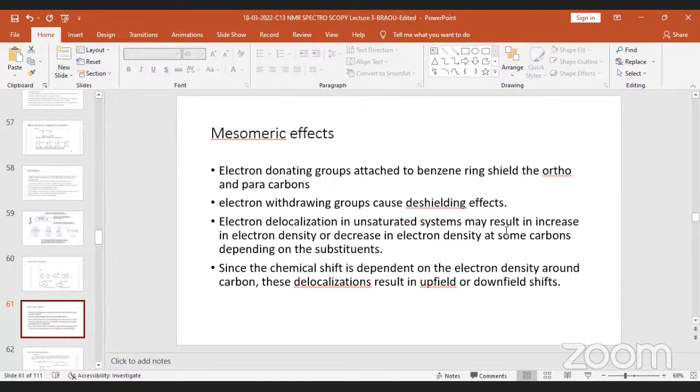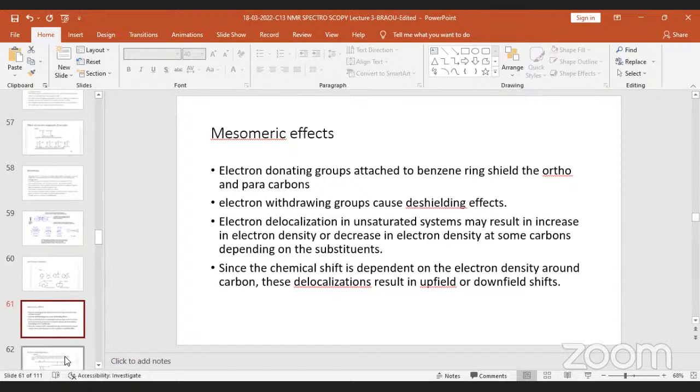And electron withdrawing groups cause de-shielding effects. Why? Because they withdraw the electrons away from the carbon. So the carbon nucleus experiences less electron density around it. Therefore, shielding will be less. So de-shielding. And electron delocalization in unsaturated systems may result in an increase in electron density, this is the generalized statement, or a decrease in electron density at some carbons, depending on the substitutions. Whether it is electron donating or electron withdrawing, that will affect the chemical shifts of the carbons. Since the chemical shift is dependent on the electron density around the carbon nucleus. These delocalizations result in upfield or downfield shifts.